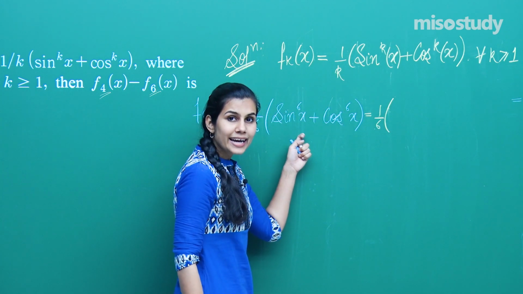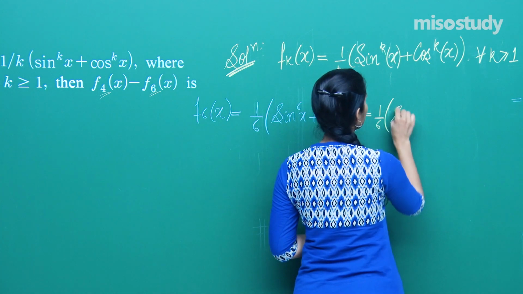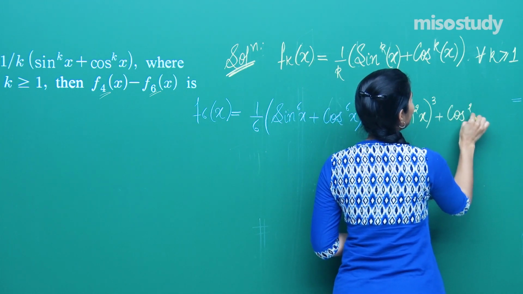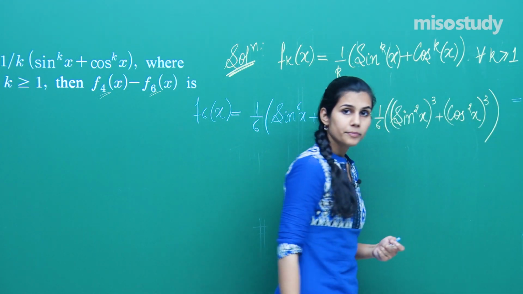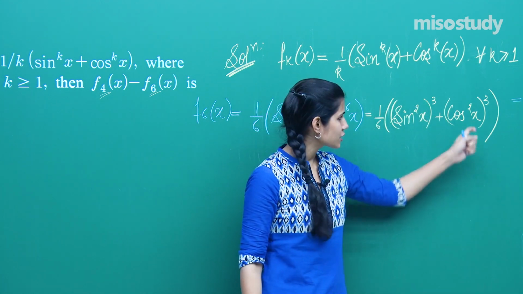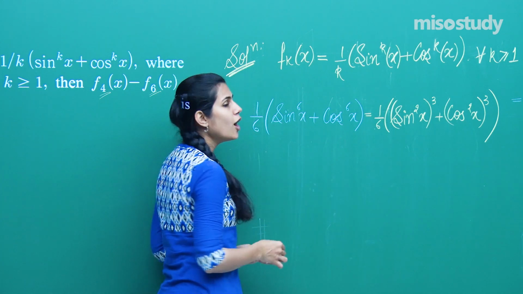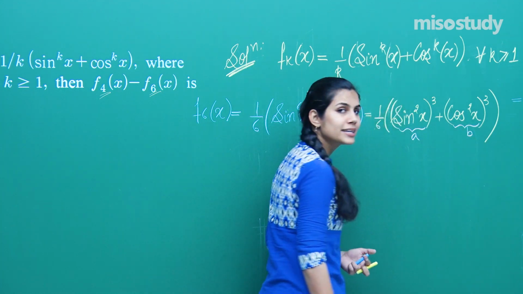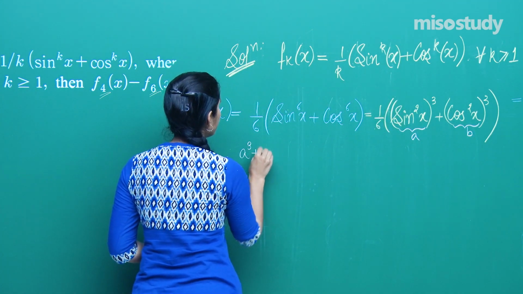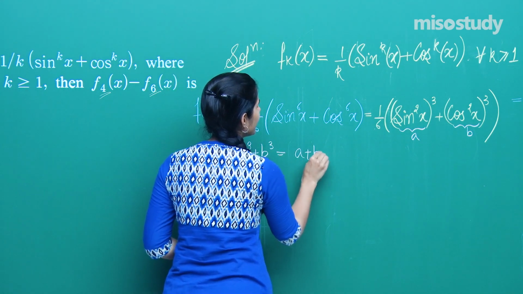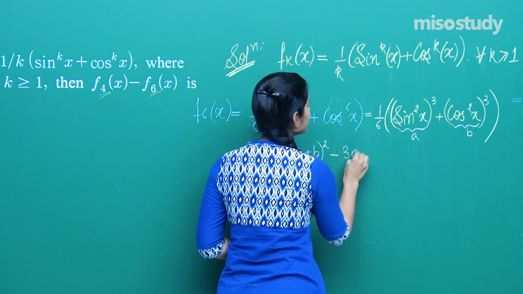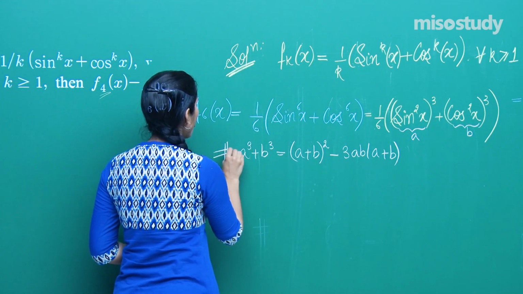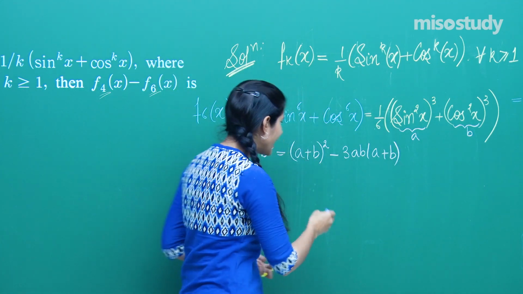I can write (sine square x) whole cube plus (cos square x) whole cube, because this will be nothing but sine to the power 6 x and cos to the power 6 x. And this now demands our attention, because this is again acting as A, again acting as B, but now the identity used is A cube plus B cube, which is nothing but (A plus B) whole cube minus 3AB(A plus B).